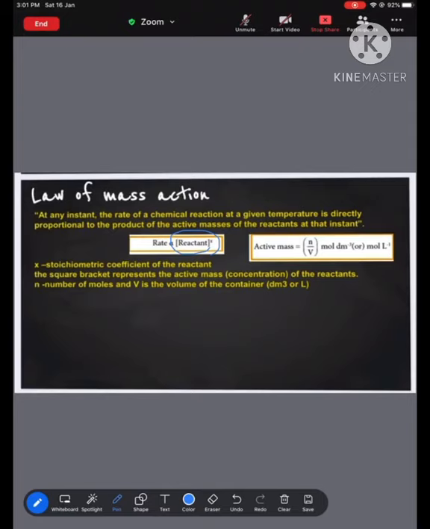This active mass can be derived from the formula n by V, where n is the number of moles involved in the reaction and V is the volume of the container, which can be expressed in dm cube or liter. So this is the law of mass action.